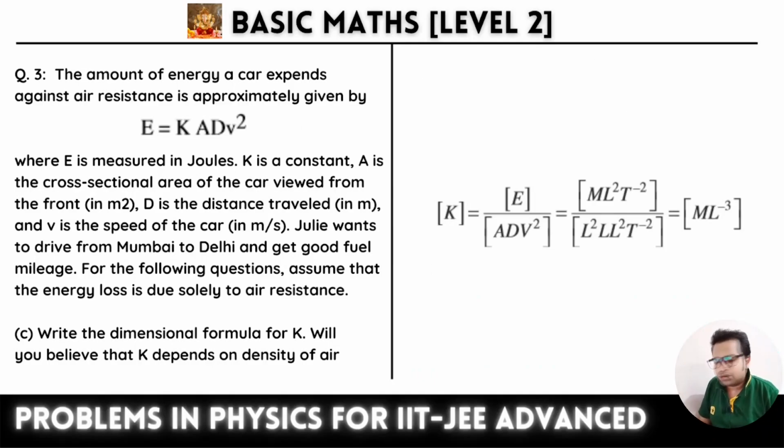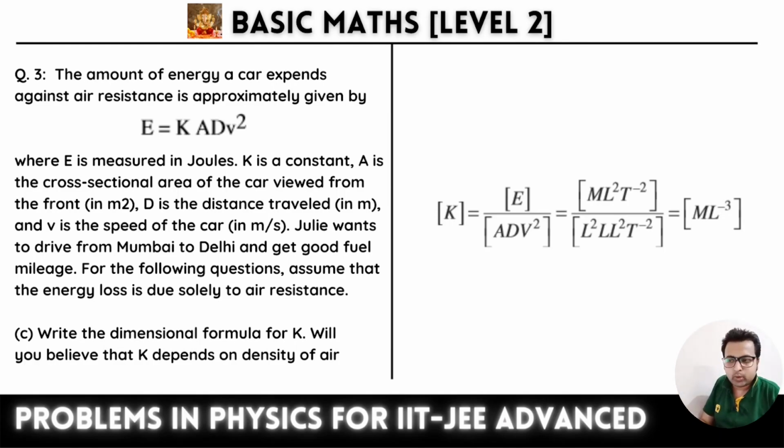Okay, so the C part. In the C part, they are asking to write the dimensional formula for K. Definitely, K will be equal to E upon A D V square. So E is energy. You know the dimension of energy. Energy is equivalent to work. Work is force into displacement. What is the dimension of force? Force is mass into acceleration, so M L T minus 2, into the displacement L. So ultimately the dimension of energy is M L square T minus 2.